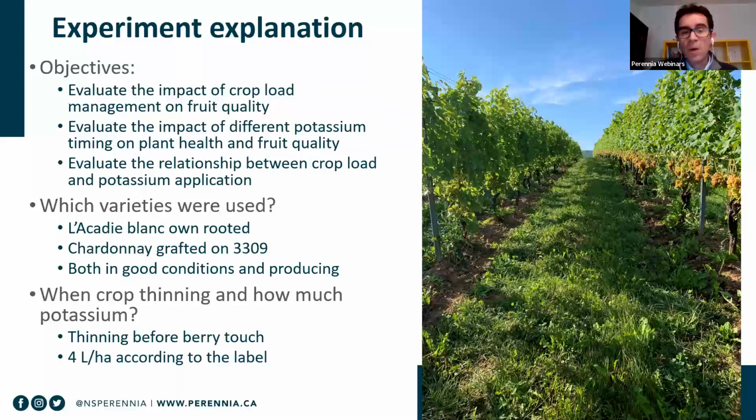When crop thinning, how much potassium? Well, we did the thinning before berry touch, slightly earlier than that. The idea at the beginning was to combine the application to the soil and to the canopy at different times, but I will mention soon what happened. So we modified it to 4 liters per hectare according to the label of one producer.